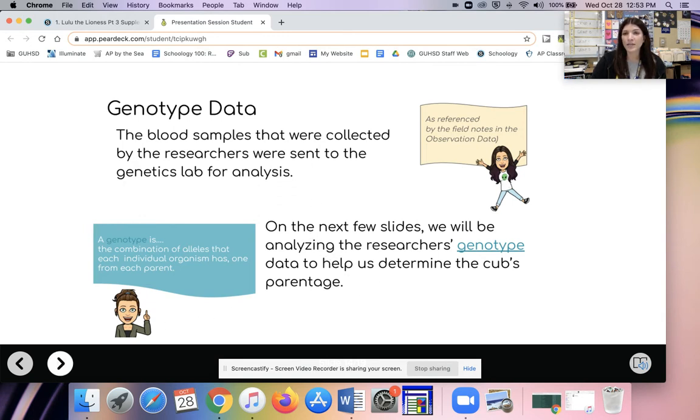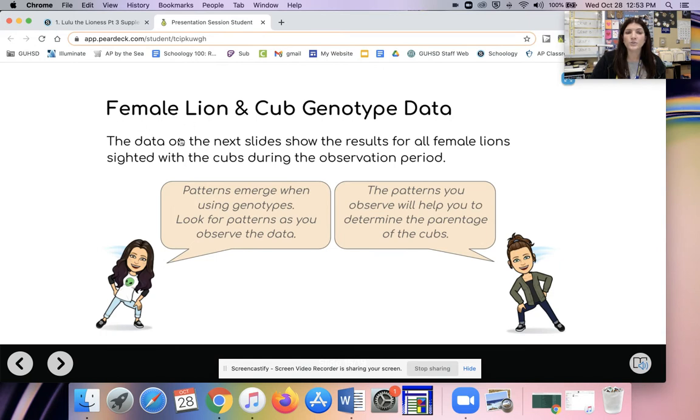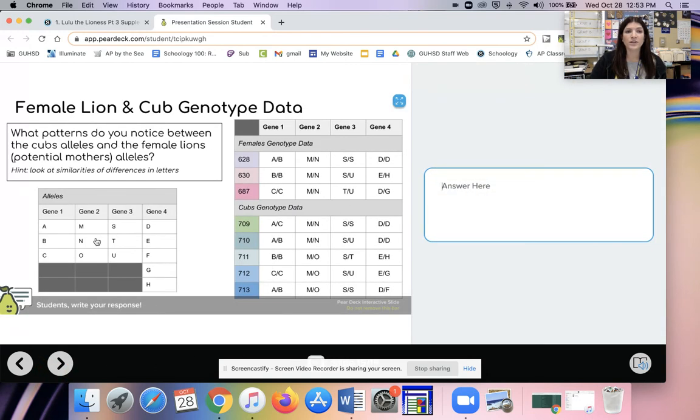So you're going to be looking at the cubs and then the male and female genotypes. So first one you're going to do is look at the female lions and the cubs' genotypes. And all you're going to be answering for me is what patterns do you notice? So here's what you're going to be looking at. So what patterns do you notice between the cubs' alleles? So here are the cubs. So cub genotype data, these are all of the alleles.